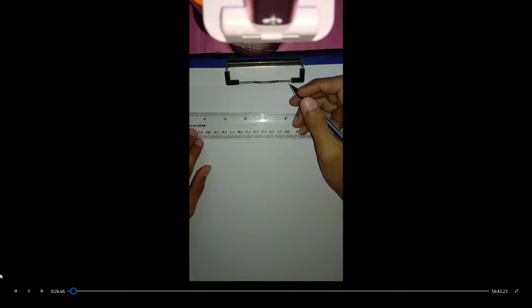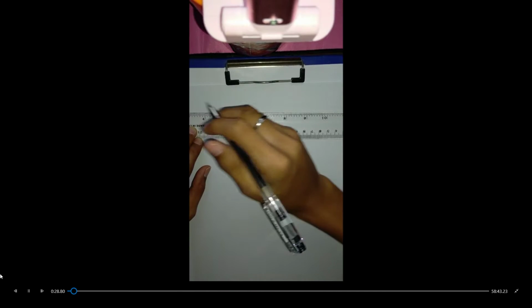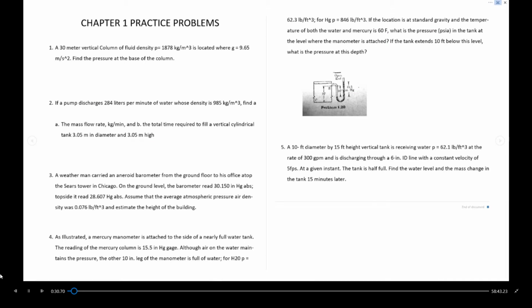For problem number 1: a 30-meter vertical column of fluid with density 1878 kilograms per meter cube is located where gravity is 9.65 meters per second squared. Find the pressure at the base of the column.